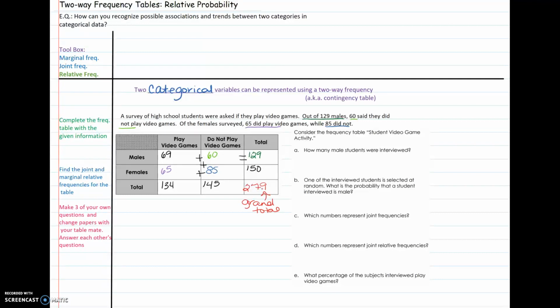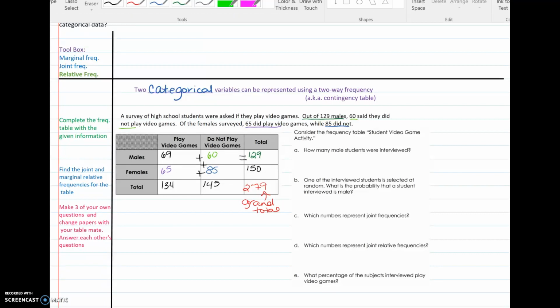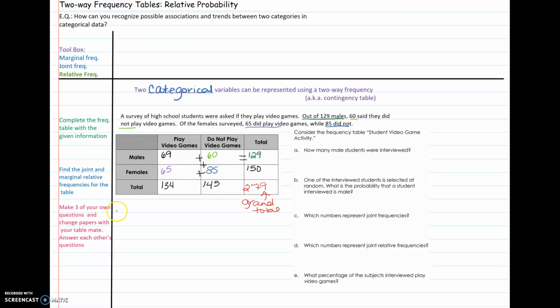Beautiful. Okay, now find the joint and marginal relative frequencies. Well, I kind of need to teach you guys what joint and marginal frequencies are first. So let's go through that. All right, now marginal frequencies. Marginal are in the margins.